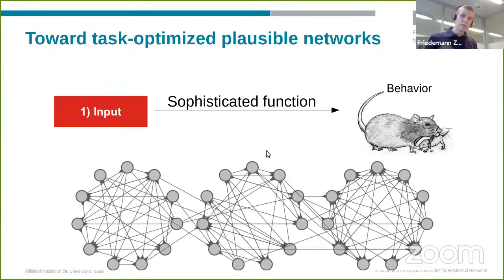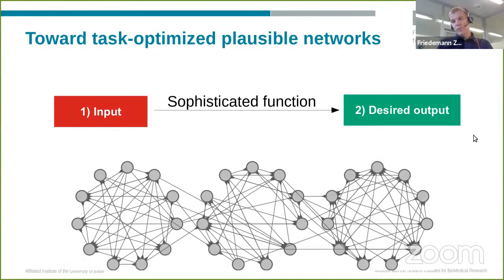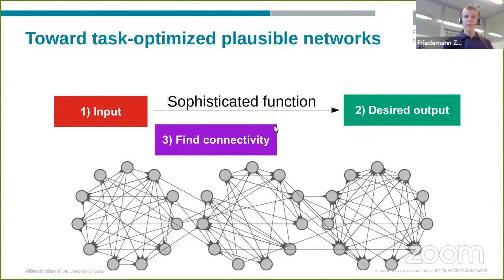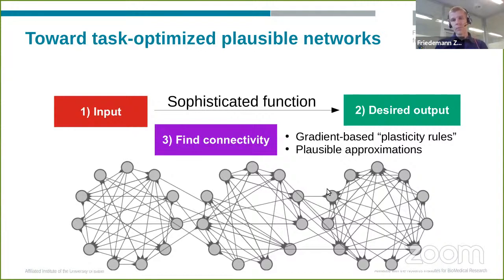And to do this in a modeling framework, we need to come up with abstractions. First, we need to come up with an abstraction for our input models. Then we need to come up with an abstraction for our output. Usually we don't have behavior unless you actually do work with robots, then you do have a form of behavior. So we need to come up with a useful abstraction for the desired output. And then we want to implement this sophisticated function. And for this, we need to find the right connectivity. So what are the synaptic weights in this network? What's the structure that's required? And so let's just walk through these steps.